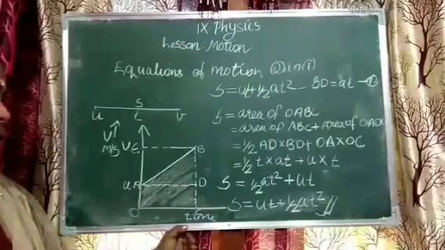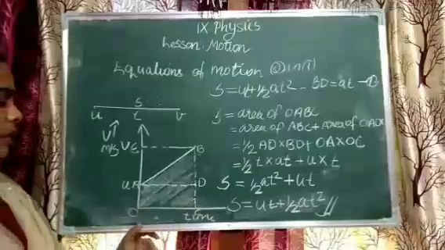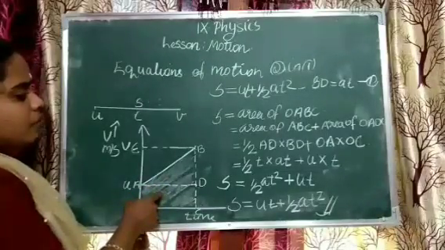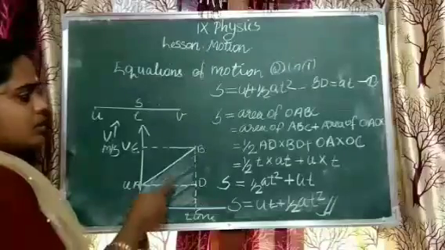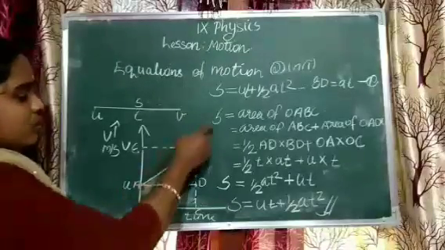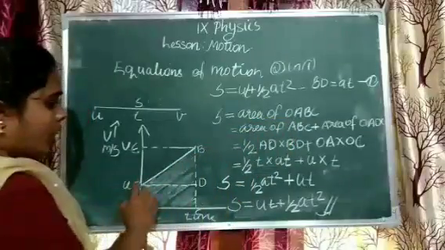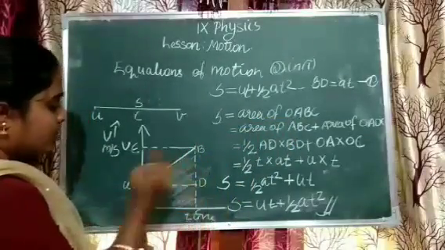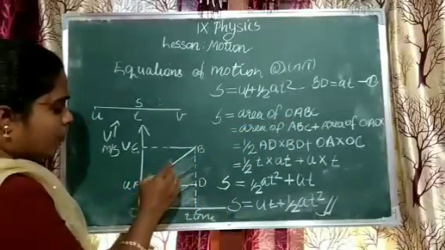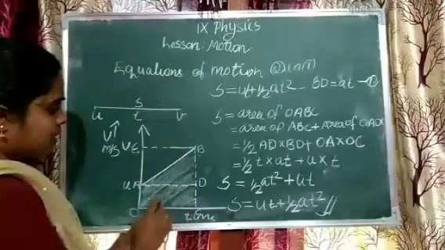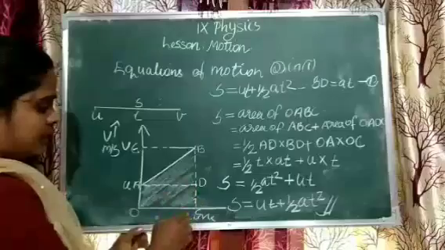Position time relation. What we did? The area under the velocity time graph gives the distance traveled. So here, the distance traveled S is equal to the area of the figure OABC, which is equal to the area of triangle ABD plus rectangle OADC.